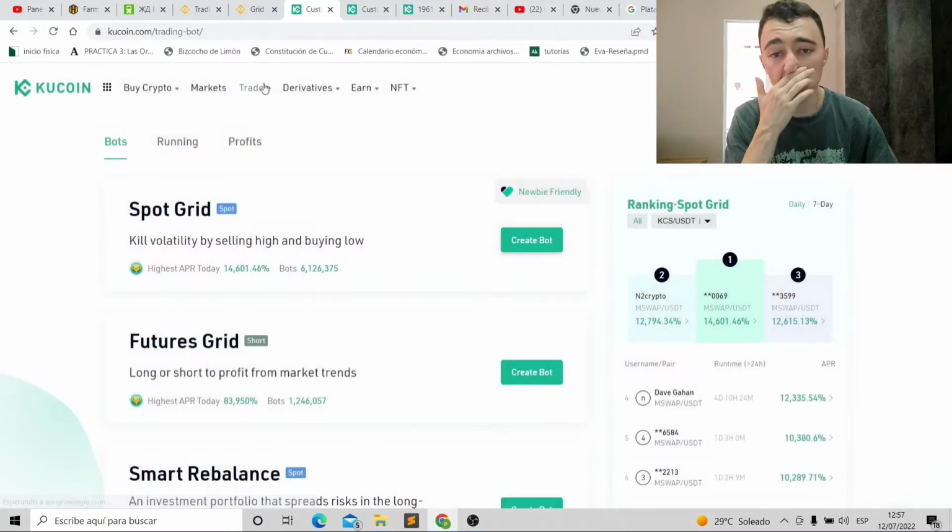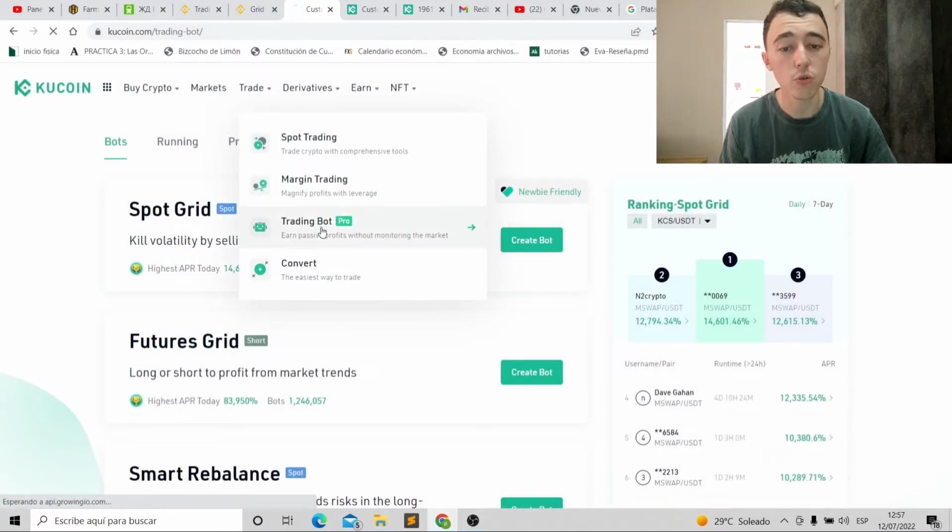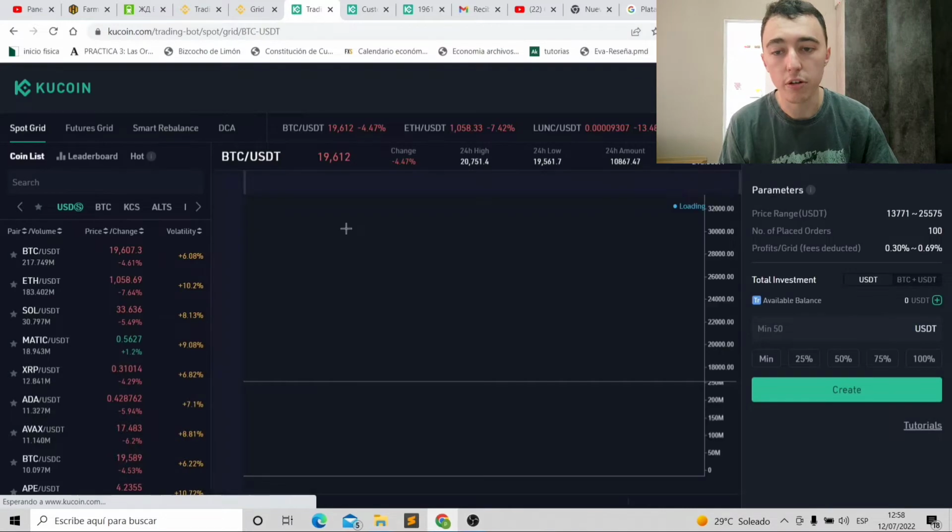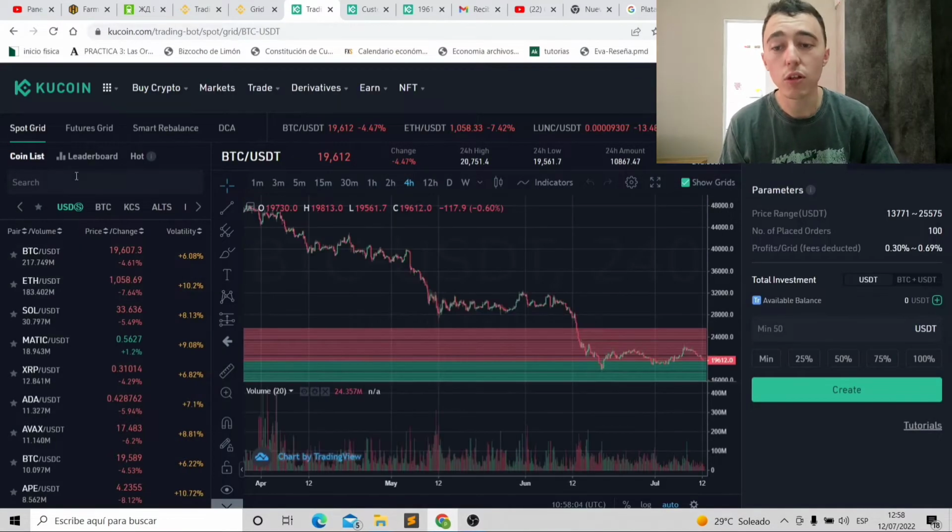Okay, no, not here. Let's go to the basic one. If you go to trade, as I said, you go to trading bot, and you'll see the spot grid over there. You see, it's the same place. So if you want, you can follow leaderboards.